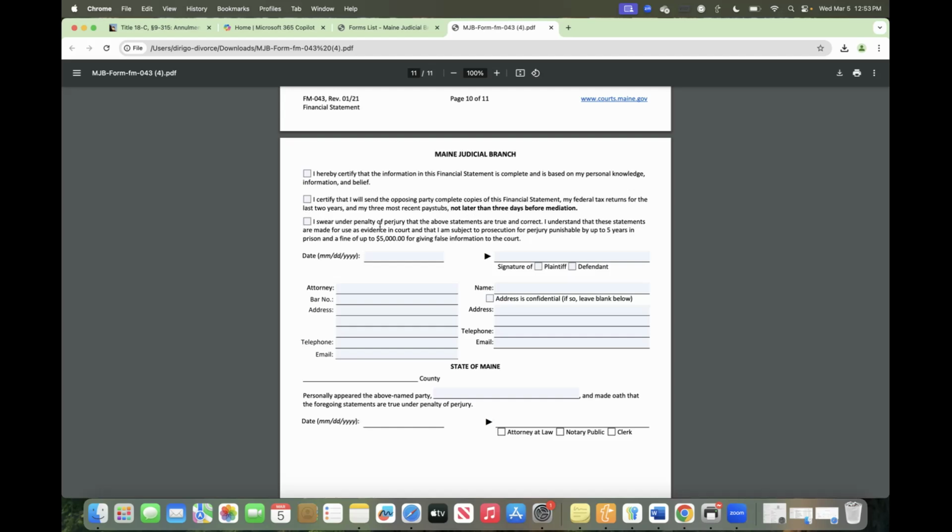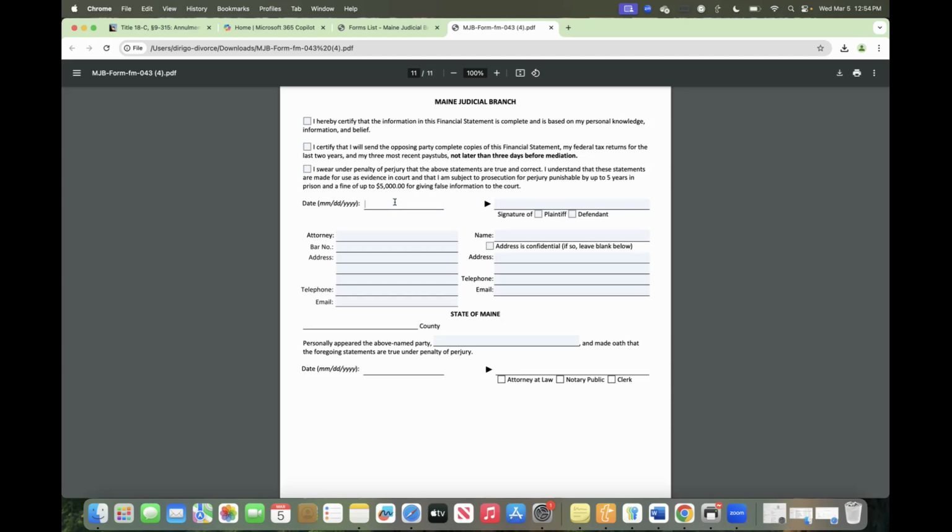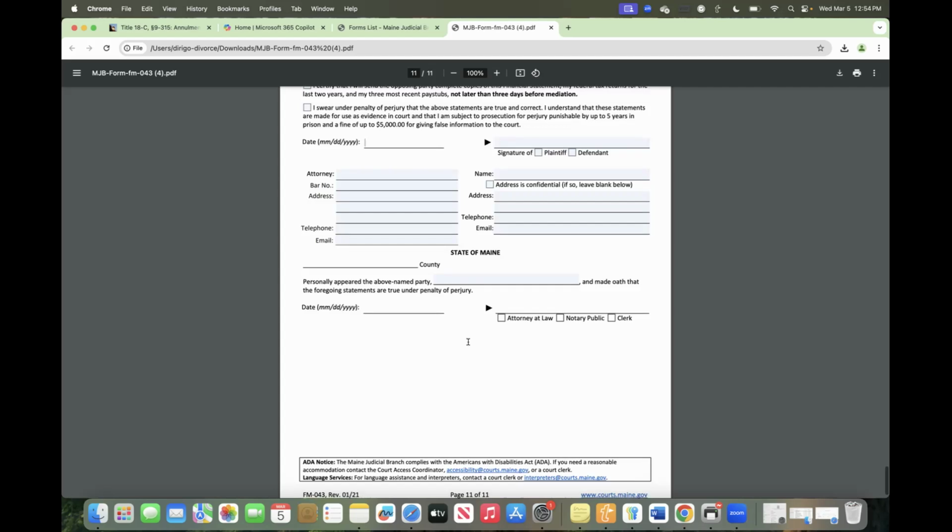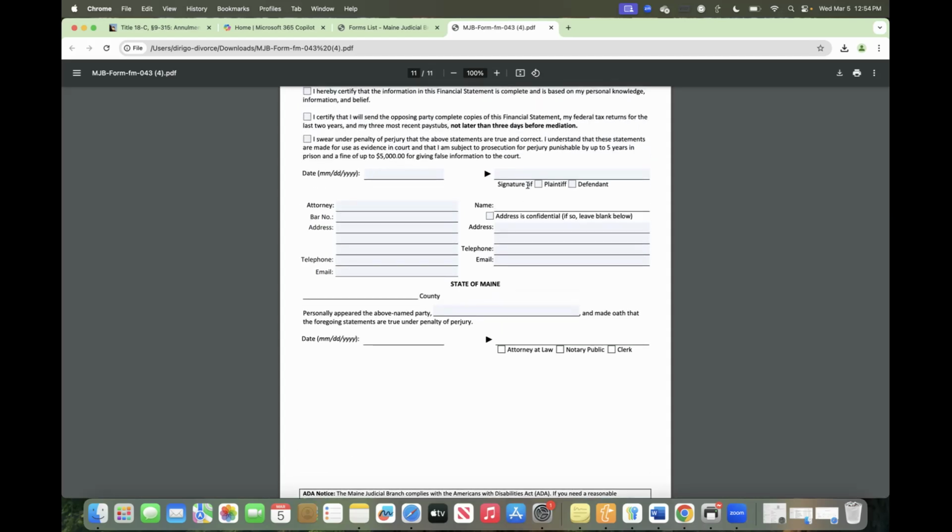And I swear under the penalty of perjury that if I essentially lied under oath for filling this out, then I could be responsible for it. You would date it, and you would wait to sign it in front of a notary. It has to be notarized. You'd put your information here. If you had an attorney, the attorney's number, name, and things like that would go here. But if you are a pro se person or somebody who's doing this on their own, you would complete that right here.